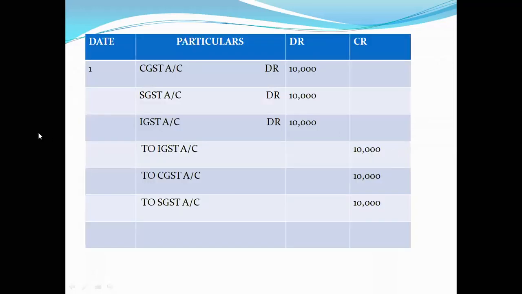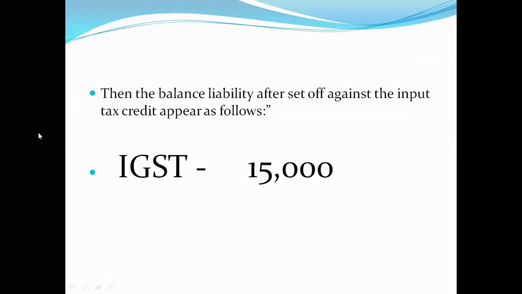This is the entry to enter in the books, journal voucher. CGST account, SGST account, IGST account: 10,000, 10,000, and 10,000. That is to IGST account, to CGST account, and to SGST account. Then what is the balance left? The balance left is 15,000. That means the net tax you have to pay is 15,000 for IGST. After setting off against the input tax credit, the net tax you have to pay is IGST, integrated goods and services tax, 15,000.